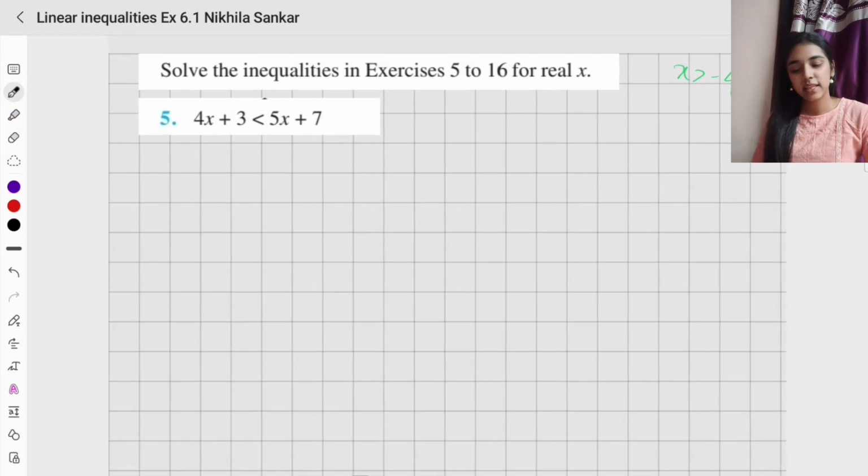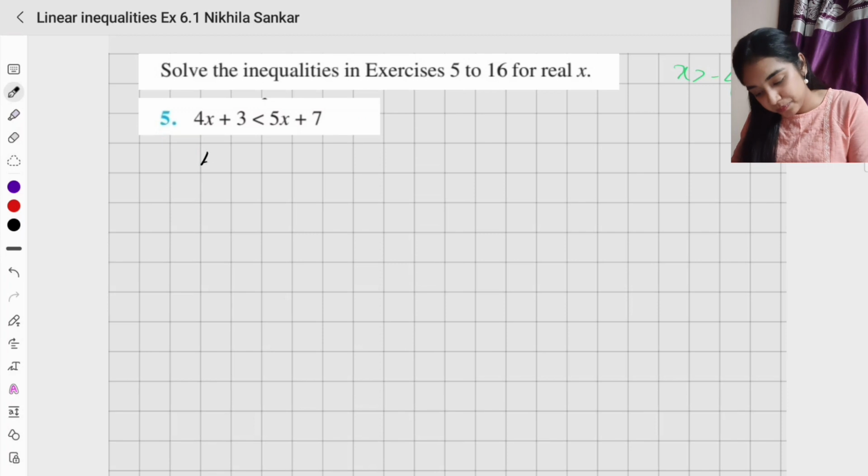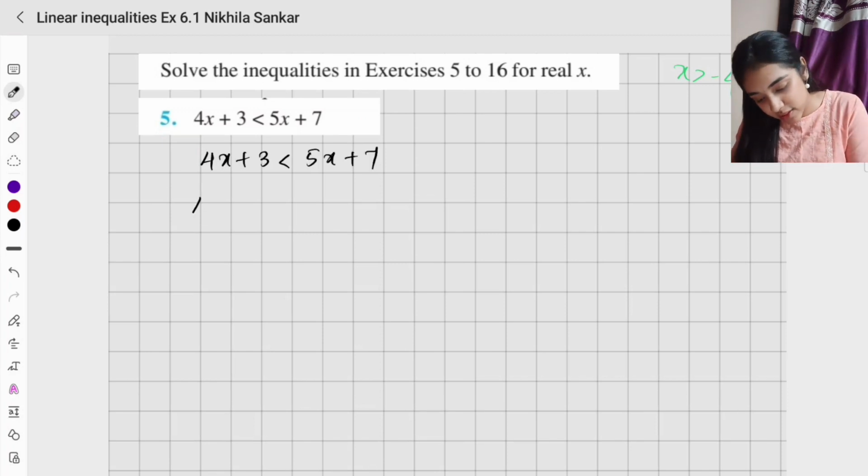Question number 4. Solve the inequalities for real x. So we are only going to deal with real numbers, not natural numbers or integers. Real numbers include all the values, from minus infinity to plus infinity. Okay, so this is what we are going to deal with. So fifth question. 4x plus 3 less than 5x plus 7. I'm going to bring the 5x to the other side. So I have 4x minus 5x less than 7 minus 3.